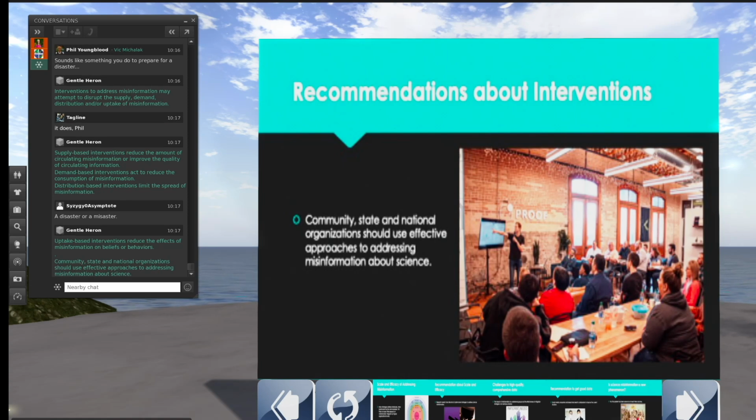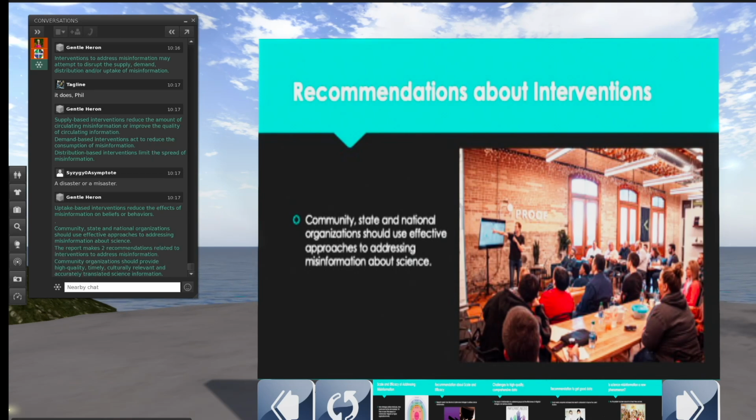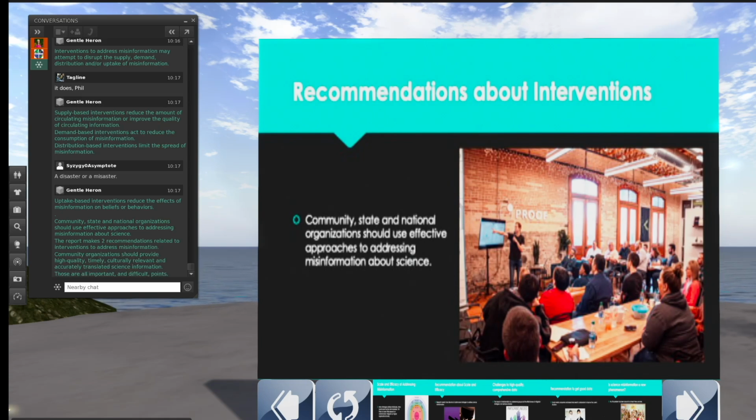Community, state, and national organizations should use effective approaches to addressing misinformation about science. And this report makes a couple of recommendations related to interventions to address misinformation. Community organizations should provide high-quality, timely, culturally relevant, and accurately translated science information. There's a lot packed into that sentence. Those are really important, and they're difficult points.